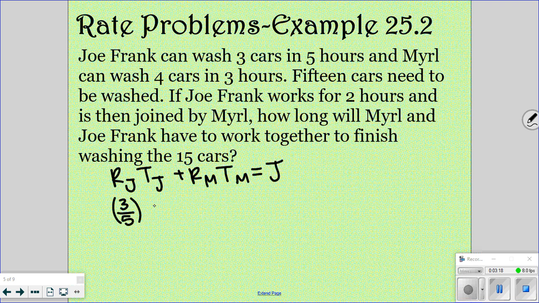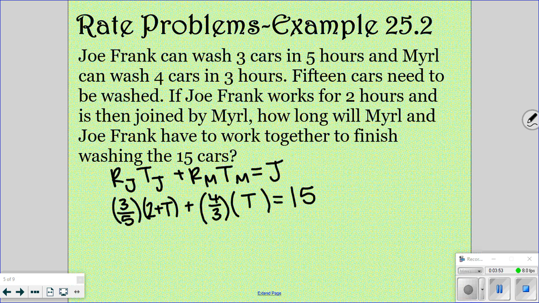We're going to come back to the time. The rate of Merle is 4 cars in 3 hours. And we're going to come back to her time. Or his, I'm not sure if Merle is a boy or a girl. And it says we need to wash 15 cars. So that's the job that we're trying to do. So it says Joe Frank works for 2 hours and then Merle joins in. So Joe Frank's time is 2 plus the time they work together. And then Merle's time is only the time that they work together.